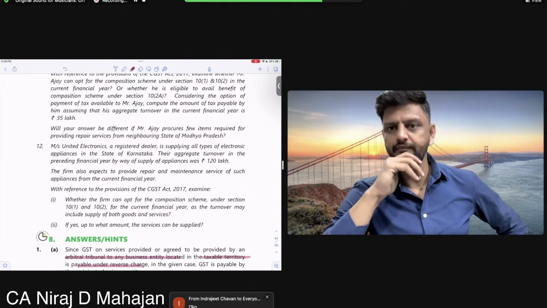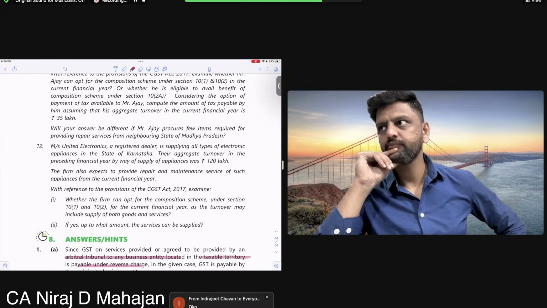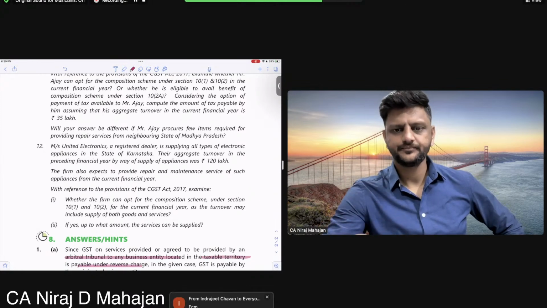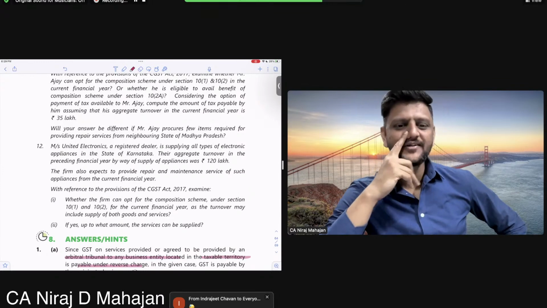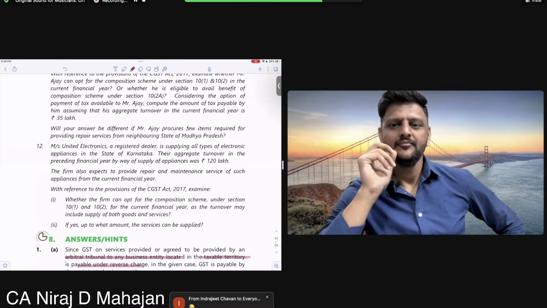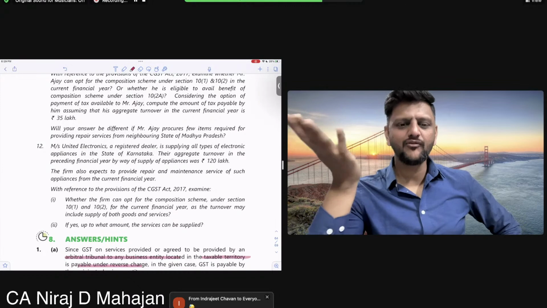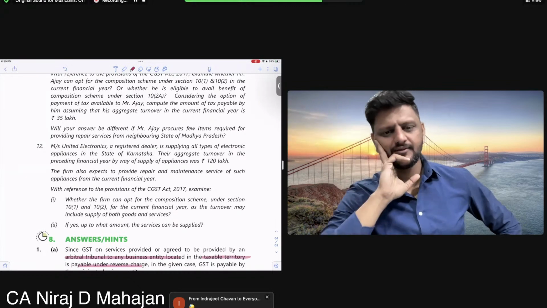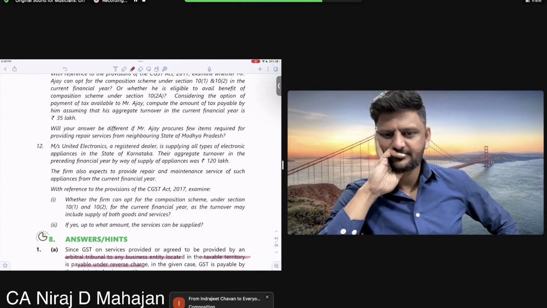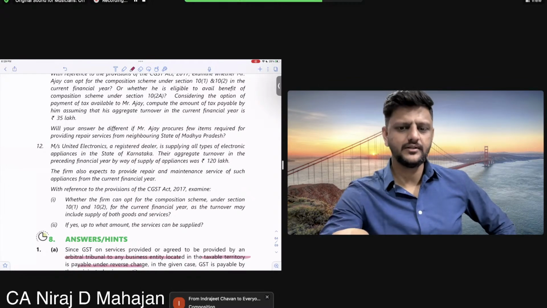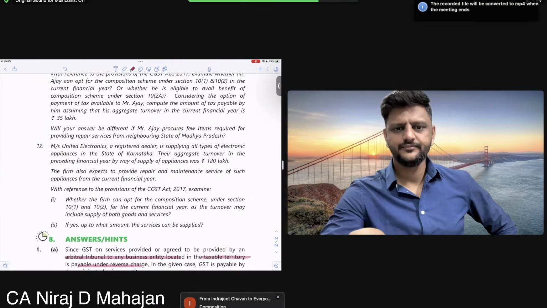Next session we will take the composition dealer. Okay, everybody? Forward charge, there is no concept, beta. I mean, there is no chapter for forward charge. Reverse charge we have seen. Composition you have to do now. Yes, we will do that in the next session. Okay. Recording stopped.